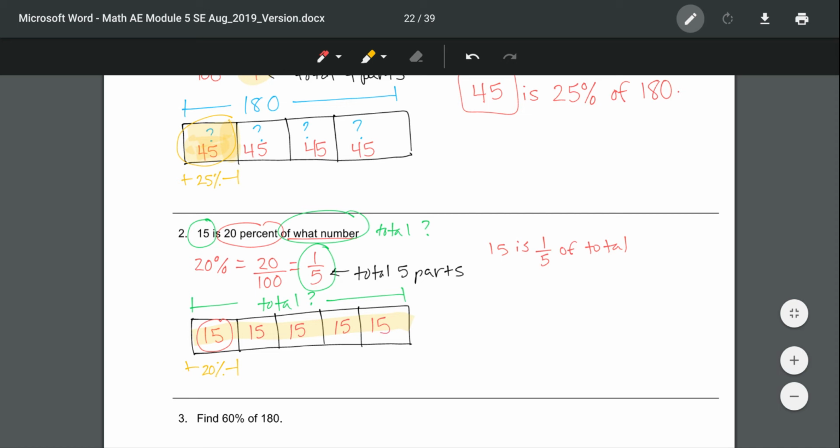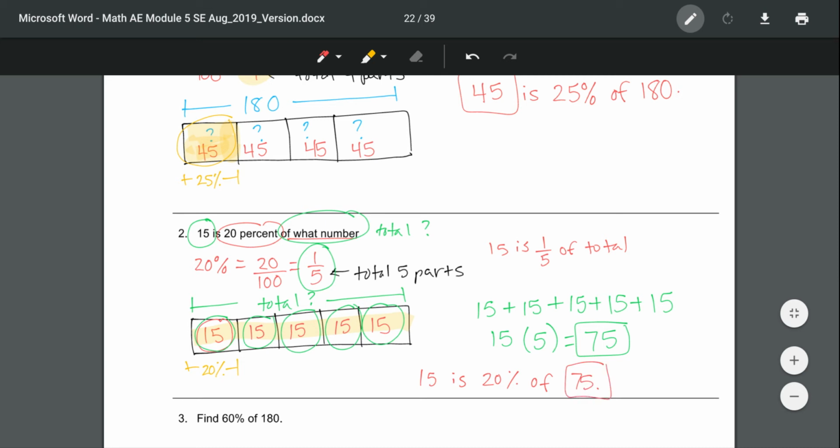So to get the total, you could add 15 plus 15 plus 15 plus 15 plus 15, or you could take 15 times 5, which is 75. So that means that your answer would be 75. So you could state that 15 is 20% of 75, which is what we were finding.